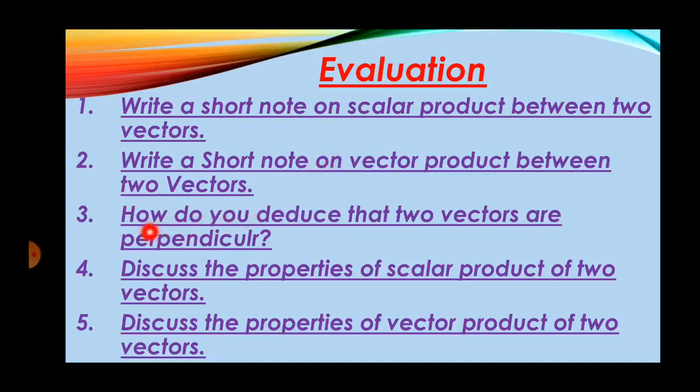And next, how do you deduce that two vectors are perpendicular? Fourth question, discuss the properties of scalar product of two vectors. It is a very important 5 mark question, student. Note it down. And discuss the properties of vector product of two vectors. This is also a 5 mark question. Okay students, hope you understood.